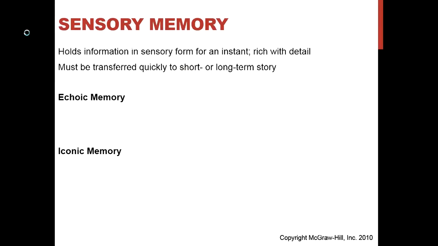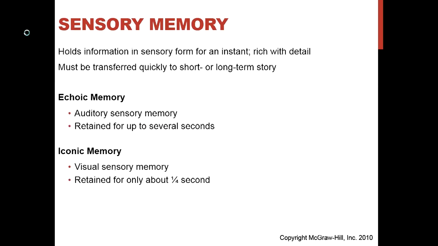So we have our sensory memory, which holds information in sensory form for an instant, and it can be very rich with detail, but it doesn't last very long. Now, if it's important, it'll be moved into short or long-term memory store, but if it's not important, then it will just disappear. We have 2 subtypes of sensory memory: echoic memory and iconic.